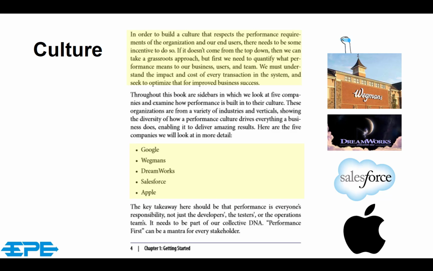What you find, very interestingly, and I've highlighted 5 of these companies: Google, Wegmans, DreamWorks, Salesforce, and Apple. A variety of industries and verticals, but each one of them is really focusing on building a culture that focuses on and respects performance. Not only thinking about it from a technology perspective, but also the organization and their customers. They've set up a variety of different incentives so that their employees are focusing on the right things. This goes all the way through the organization, not only top down but also grassroots, and being able to understand the nitty-gritty details of the impact and cost of every transaction in their system, seeking to optimize that to improve their overall business success.